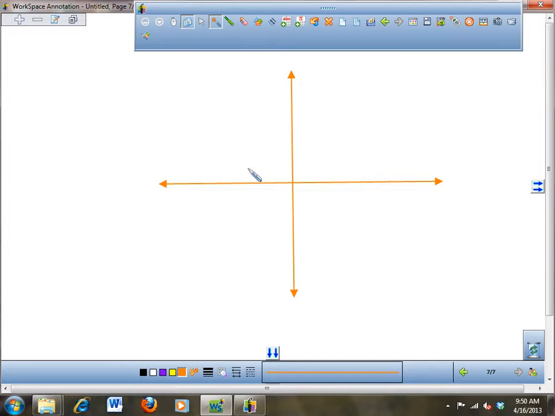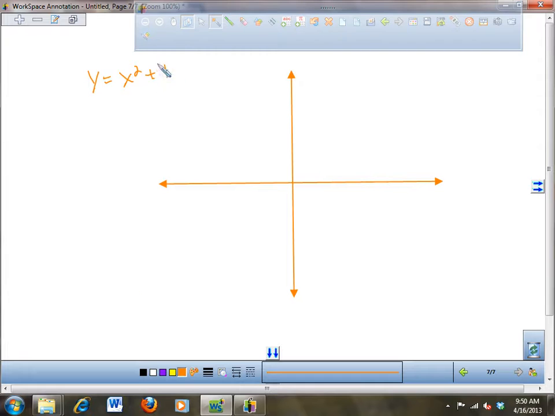All right, so solve by graphing. Y equals x squared plus 4. So I'm going to solve x squared plus 4 equals 0. So I say solve by graphing. And we're going to make a table of values. So we make a little table right here, x, y.